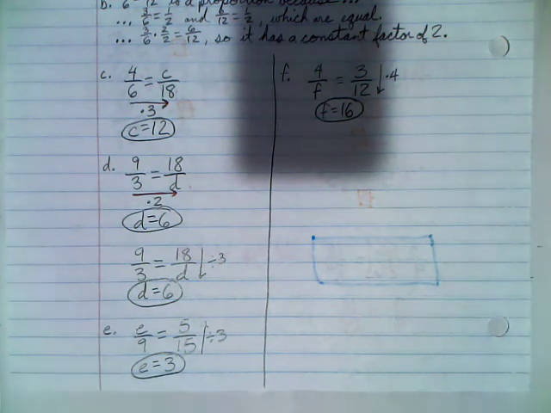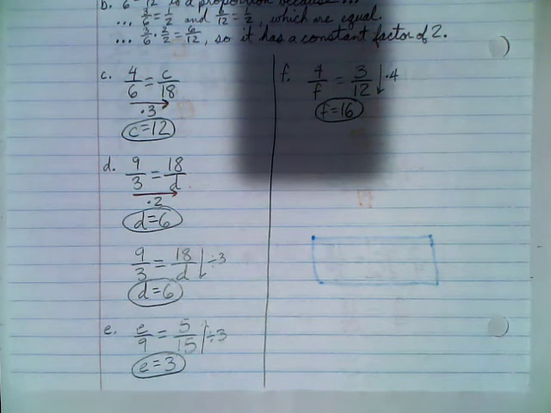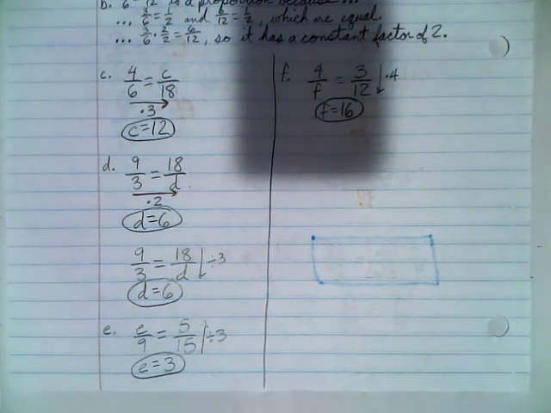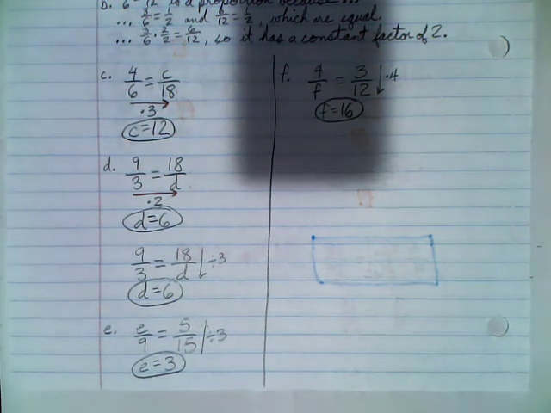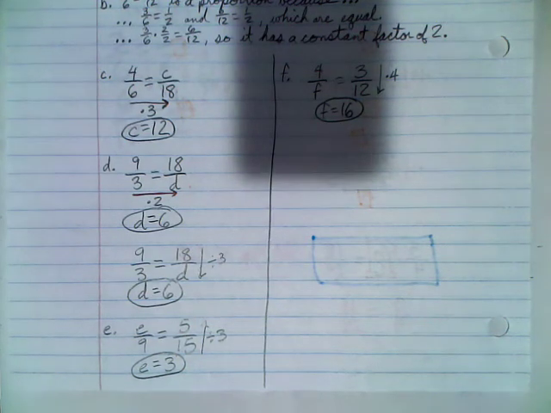All right, let's take a look at G now. G changes a little bit here from what we've been doing. G says, a wholesaler offers discounts for large purchases. The table shows the price of an item for various quantities. Is the price proportional to the quantity? How do you know? Well, let's take a look here.